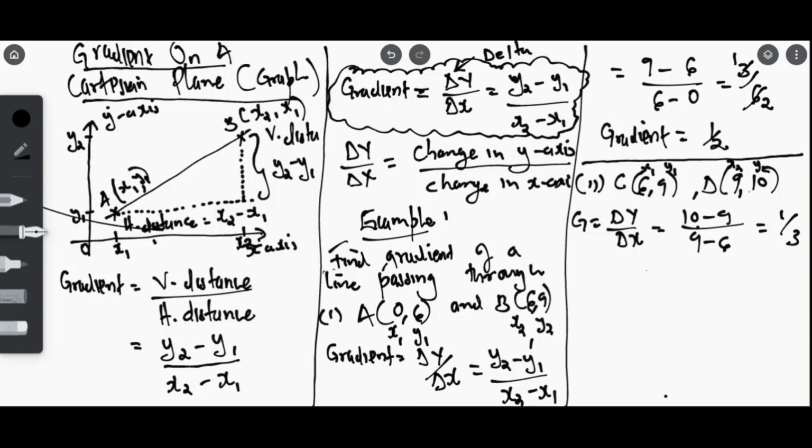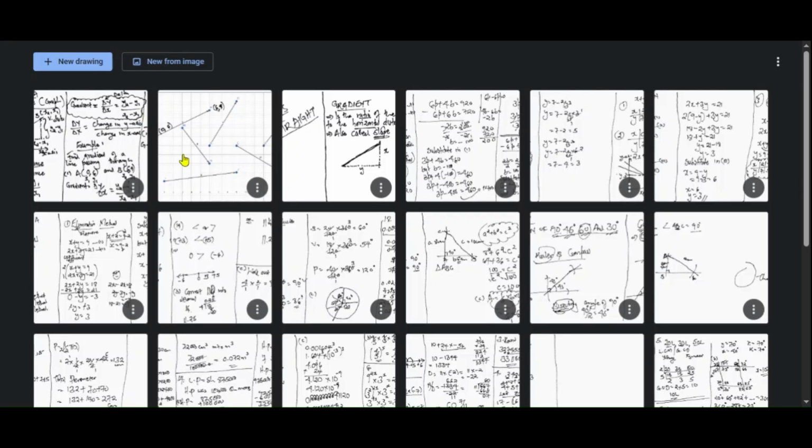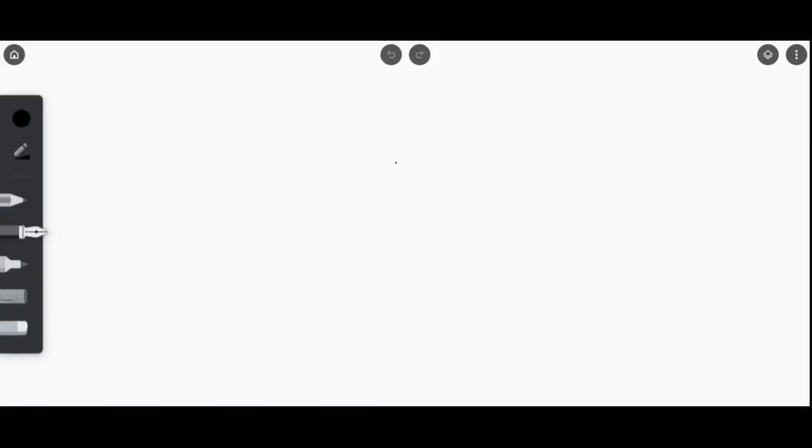The second part is finding the equation of a line. So I open another page, finding the equation of a line.